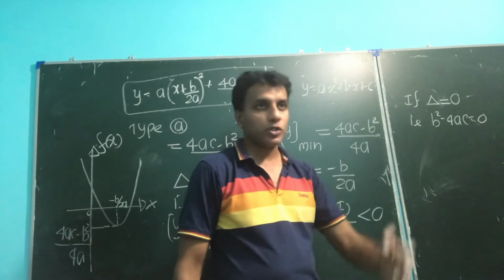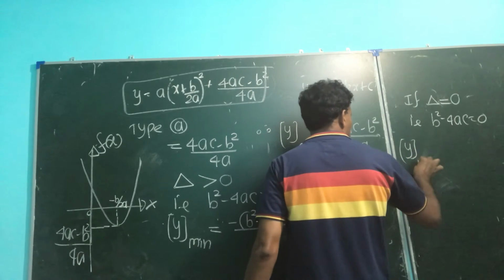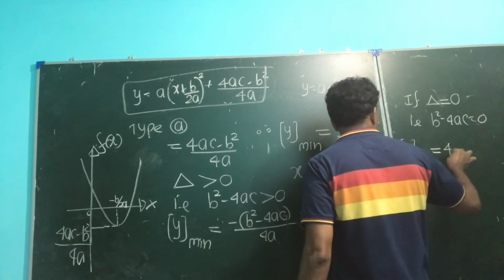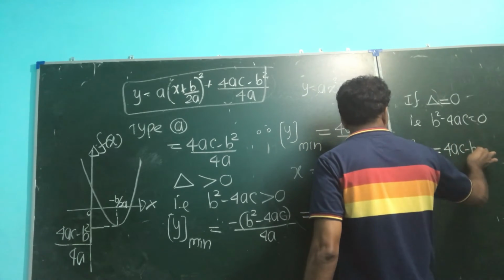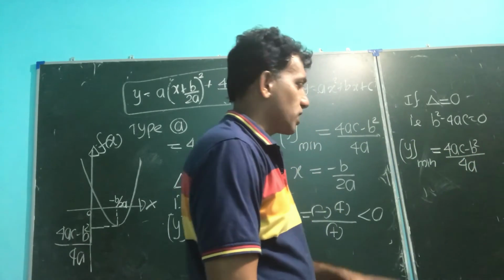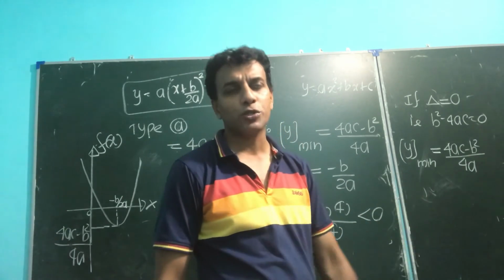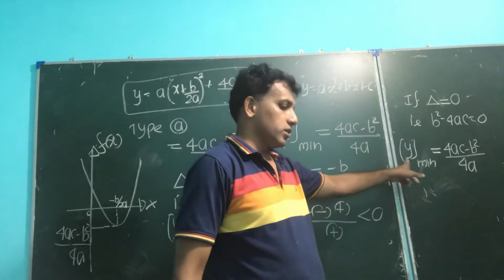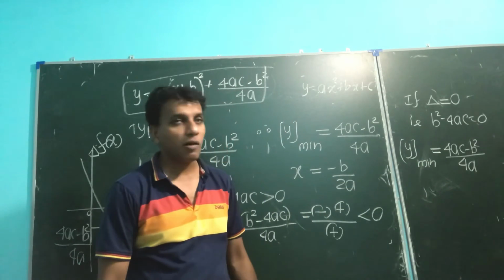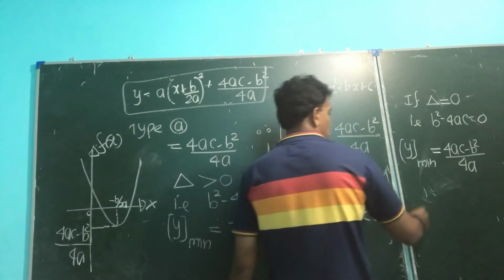Delta becomes 0. So right below, the minimum value of the function is generally 4ac minus b square over 4a. So here we're studying the general patterns. In the question, maybe a, b, c are numbers, values, constants. So write minimum value of the function, y minimum 4ac minus b square over 4a. Then you can write the answer.